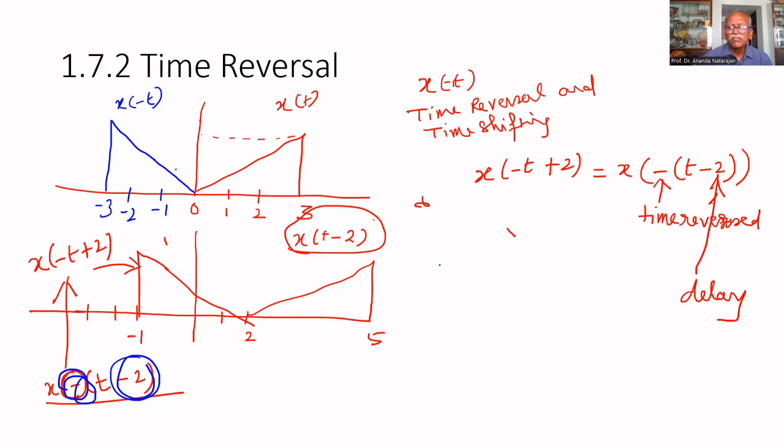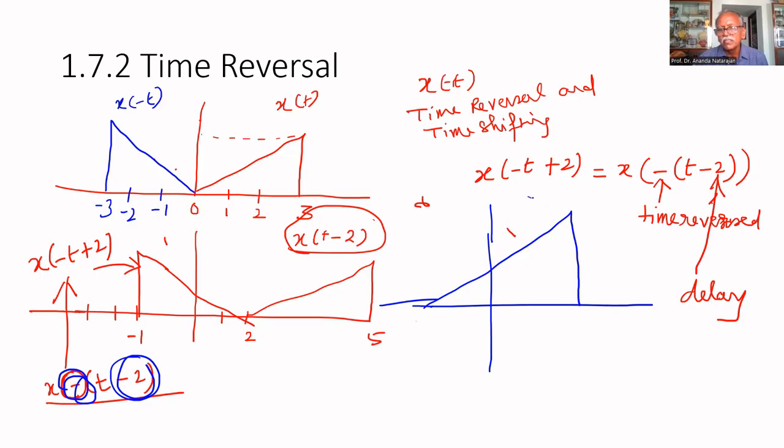What is x of t plus 2? Advanced. X of t plus 2 means it starts at minus 2. This is x of t plus 2. So it starts at minus 2 instead of 0.